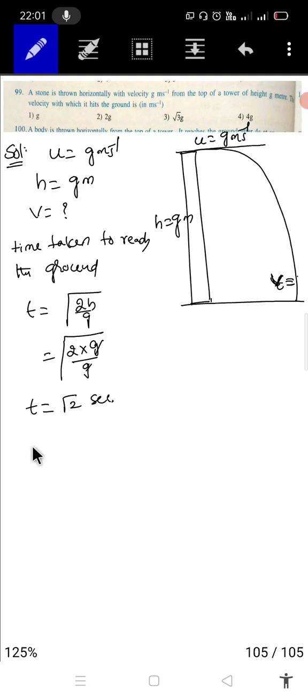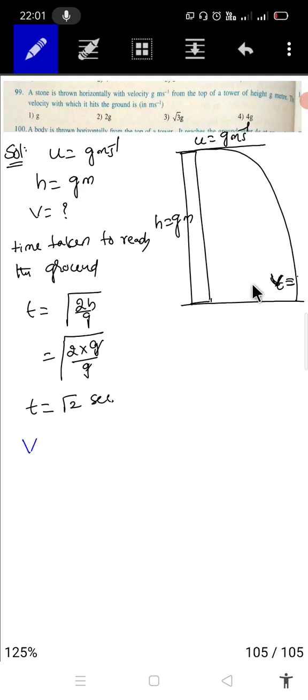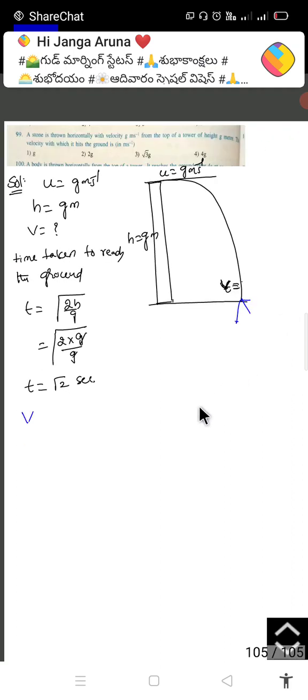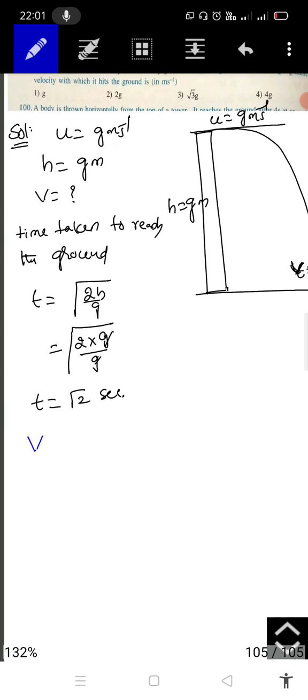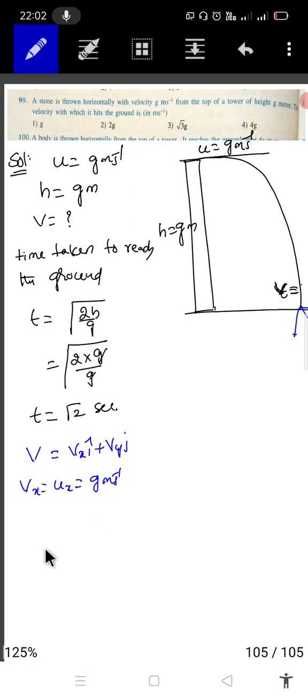Okay, now velocity at ground. So now we need to find out the velocity at ground, the final velocity. This is the velocity at ground. This is horizontal, vertical, horizontal. So vertical and horizontal. V is equal to Vx i cap plus Vy j cap. So Vx always remains constant, that is equal to Ux, that is g meter second power minus 1. And Vy we need to calculate. Vy is equal to Uy plus gt.